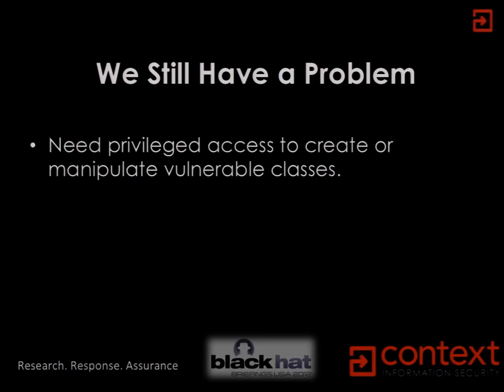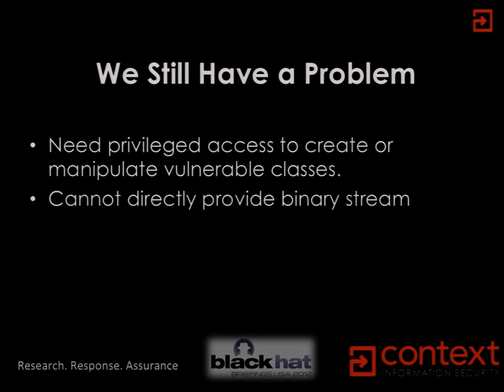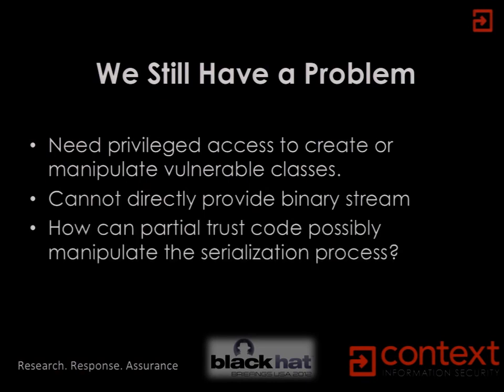Before, we could just specify the binary stream itself, so we could manipulate internal states of objects to do anything we wanted, but we can't do that from partial trust code. Partial trust code is not supposed to be very privileged. If you could manipulate the internal state of objects, that's a bad thing. So we cannot directly provide that binary stream, but there must be a way for partial trust to manipulate that process.